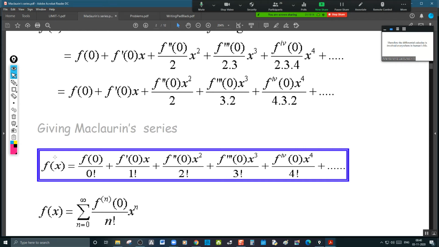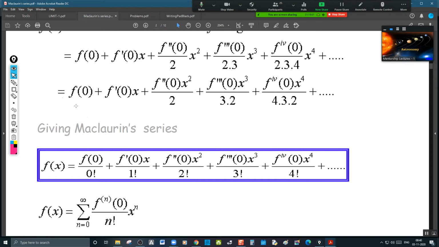f(x) is the function. The first term will be f(0) by 0 factorial. The second term will be f dash 0 into x by 1 factorial. The third term will be f double dash 0 into x square by 2 factorial. Most generally, the first three terms are needed in any expansion, not all. At maximum it may go up to the fourth term. So what is f(x) here?